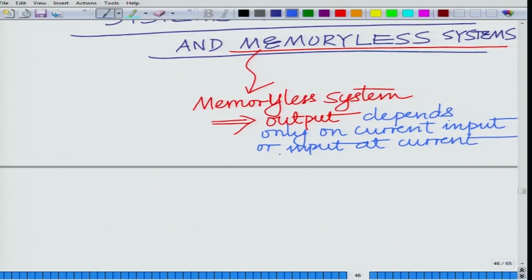The past inputs, or the past history of the signal, have no bearing on the output of the system, and this is an important property. So, this characterizes a memory less system.